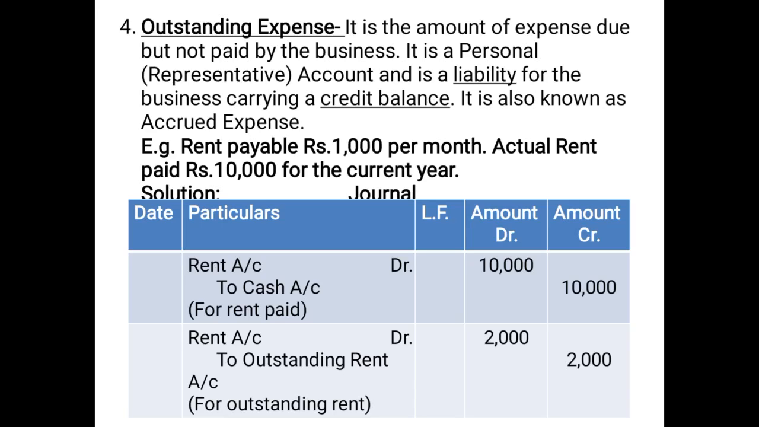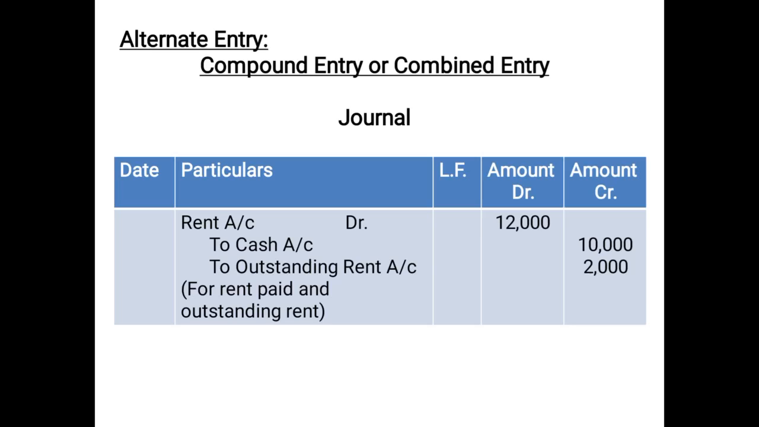As you can see in both the entries, one thing is common, that is rent account is debited. In the first entry it is debited with 10,000. In the second entry it is debited with 2,000. In the first entry cash account is credited. In the second entry outstanding rent account is credited. So since rent account is debited in both the entries, we can pass an alternate entry. Instead of passing those two entries, we can pass one entry which is known as compound entry or combined entry.